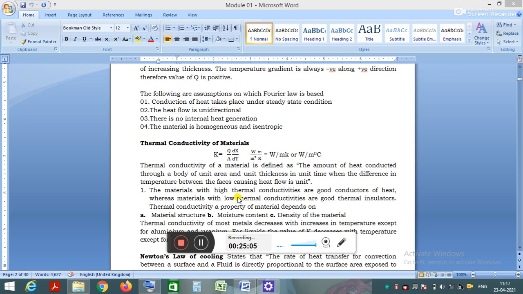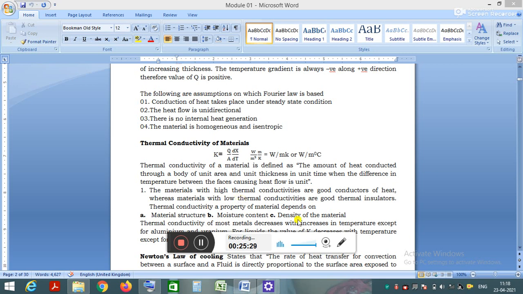Thermal conductivity is a property of the material, and it depends on the material structure, the moisture content of the material, and the density of the material. With variation in the material structure, moisture content, or density of the material, the thermal conductivity of the material also varies.